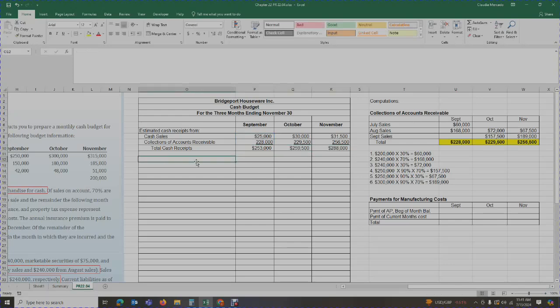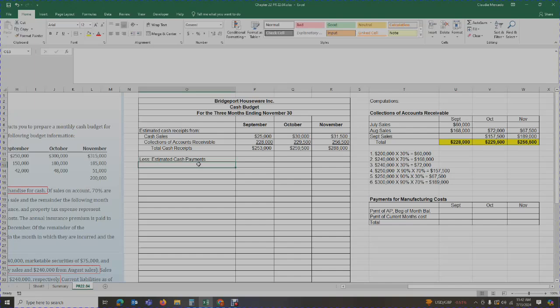And there we have it. 253,000, 259,500, and 288,000. Okay, that is what we are expecting. The money that is going to be coming into our business. Now, we're going to deduct estimated cash payments. Cash payments are an outflow of cash. This is money leaving the business.